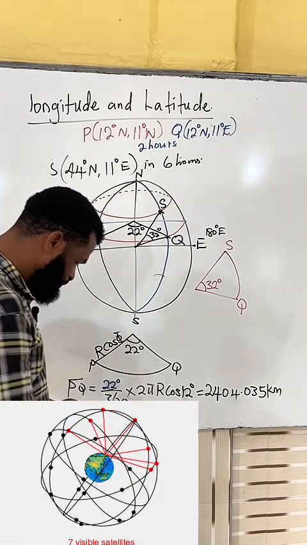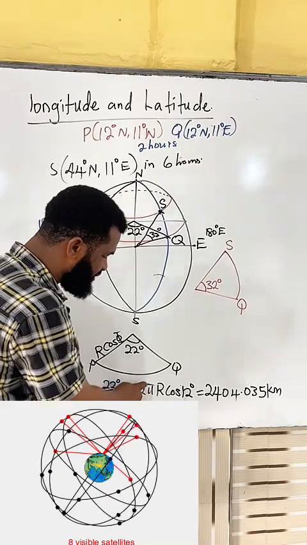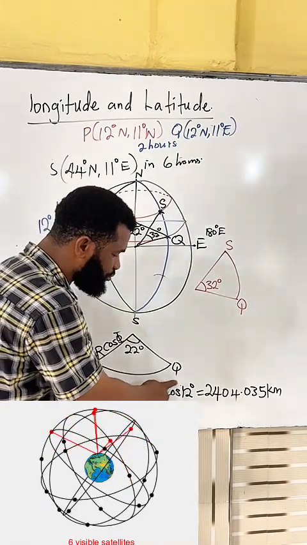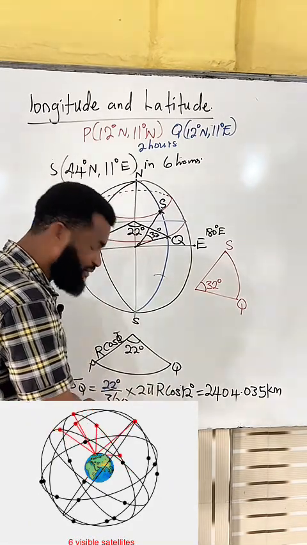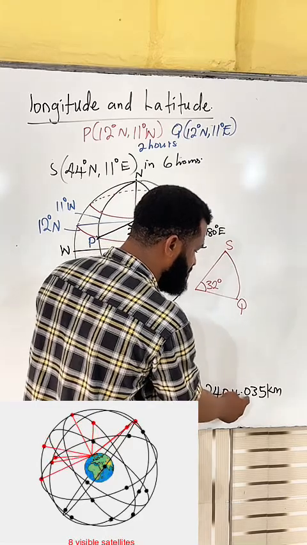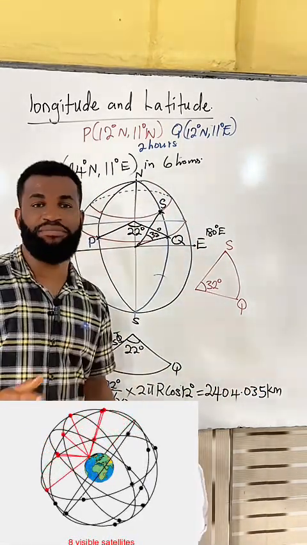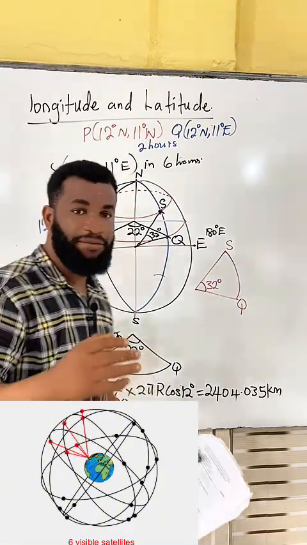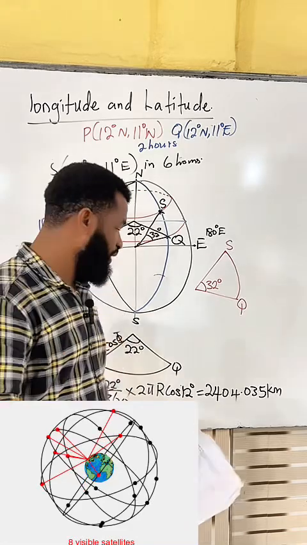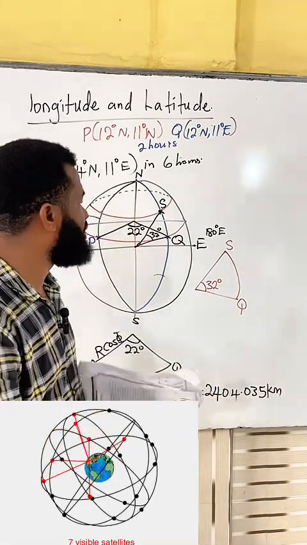Okay, so when I say 22 times 2 times 3.142 times 6400 times cos 12 degrees, divide everything by 360 degrees, I will have 2404.035 approximately. Remember, the answer should be in three significant figures, but I'm not going to do that yet because I will do it at the end. If I do it here, it will affect my final answer. All right, let's do the next one.